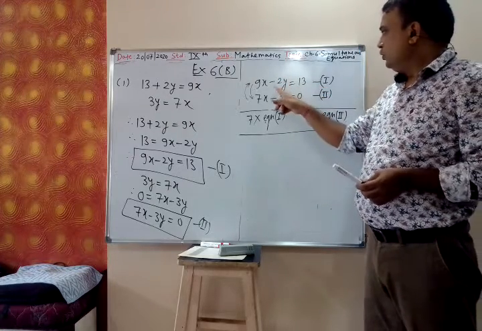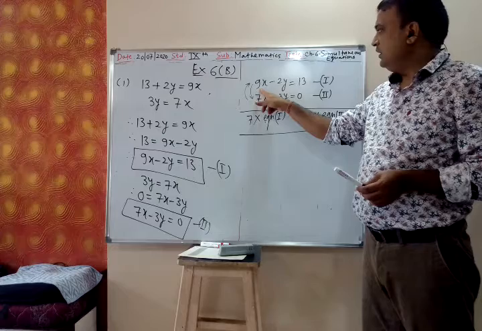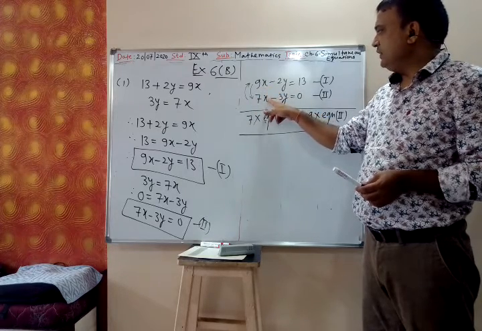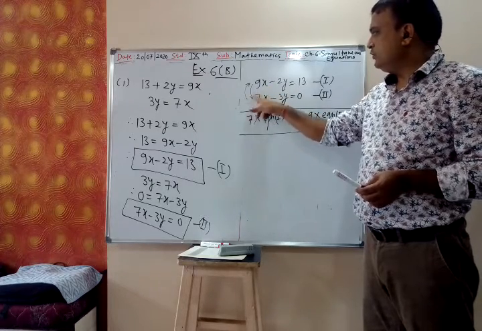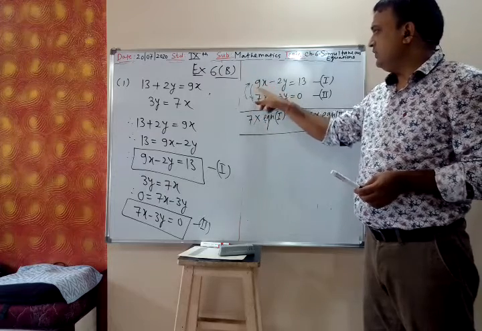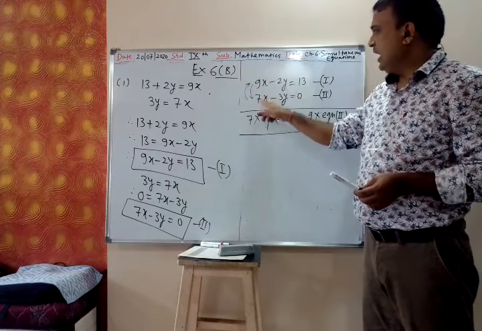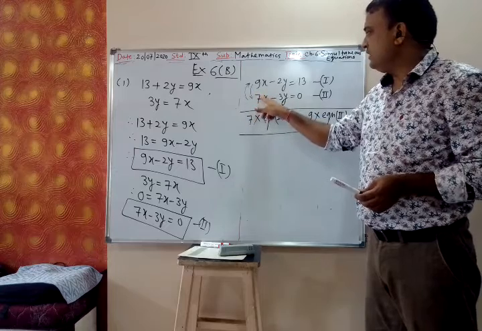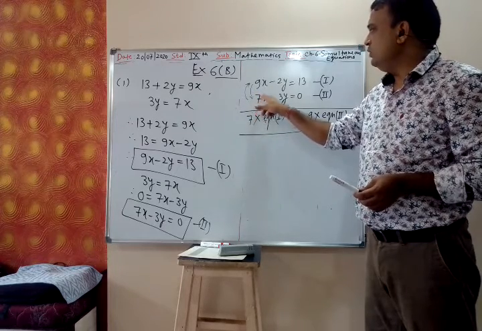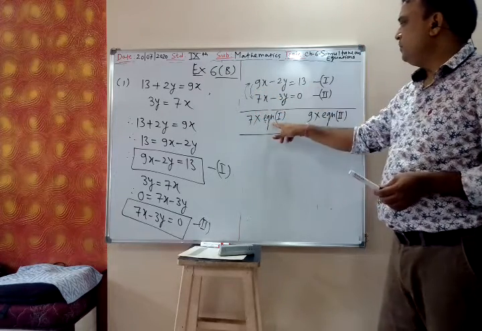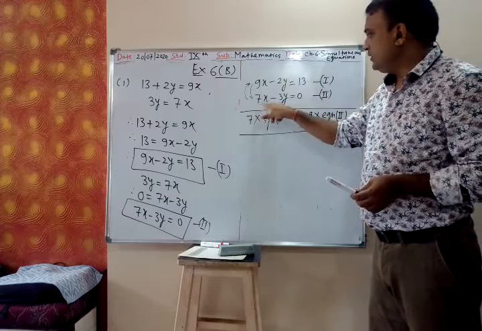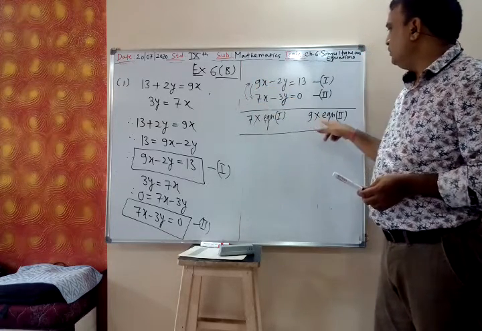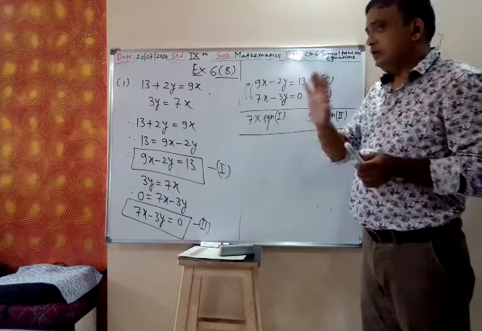To make the coefficient of x equal, here the coefficient of x is 9 and here it is 7. To make both equal, I will multiply equation 1 by this coefficient of x. What is that? 7. So we write 7 into equation 1. Then equation 2 I will multiply by this coefficient, 9 into equation 2. Now stop writing.